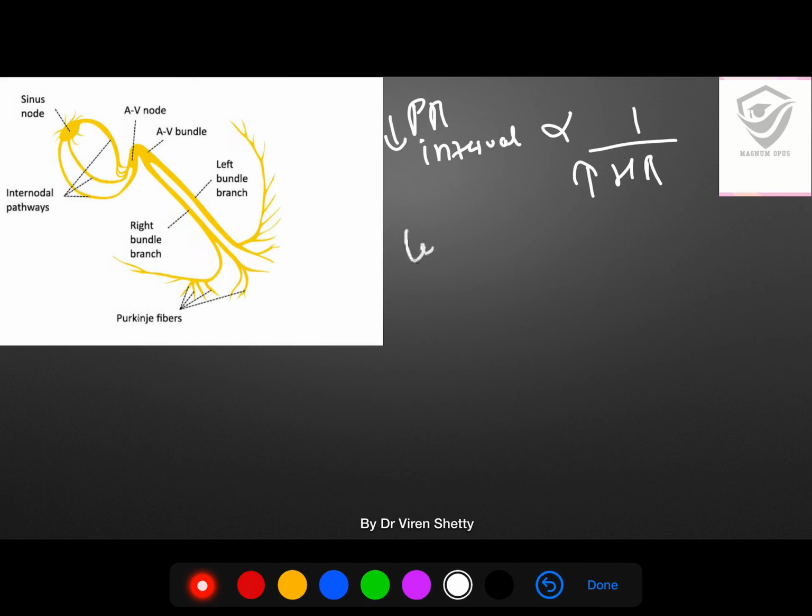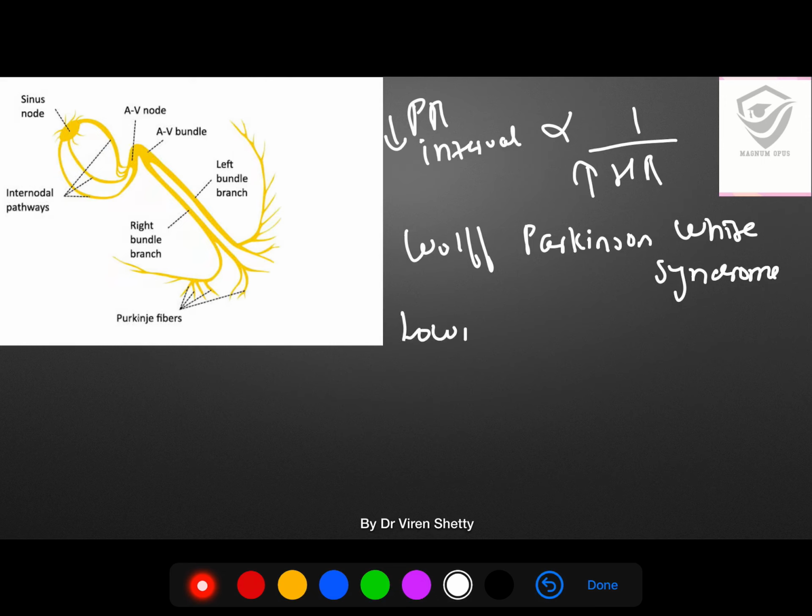They are Wolff-Parkinson-White syndrome and Lown-Ganong-Levine syndrome. So don't get scared by hearing the name, they're extremely easy.